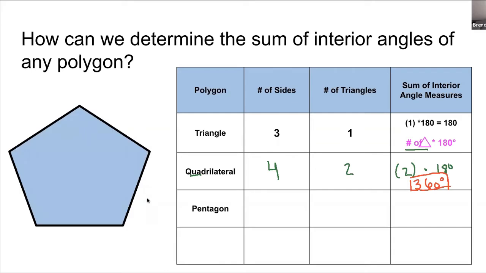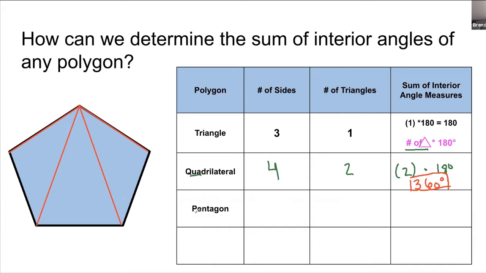Let's try now a pentagon. Okay, let's go ahead and see. We're going to start from one vertex, so I'm going to choose this top vertex. From this vertex, I can go to this next vertex, this next vertex, this next vertex, and this last vertex. Now, what do you notice? Well, we create 1, 2, 3 triangles. So let's go ahead and write that information out now.